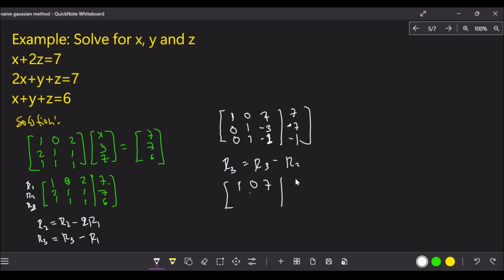7. So this will be 7. Then you have 0, 1, negative 3. And this will be 0. No? So 0 minus 0 is just 0. Then 1 minus 1 is 0. Then 1 plus 1 minus negative 3. So that will be positive 2. Okay, so just copy this one, negative 7. So we have also negative 1 minus negative 7. So that will be 6.